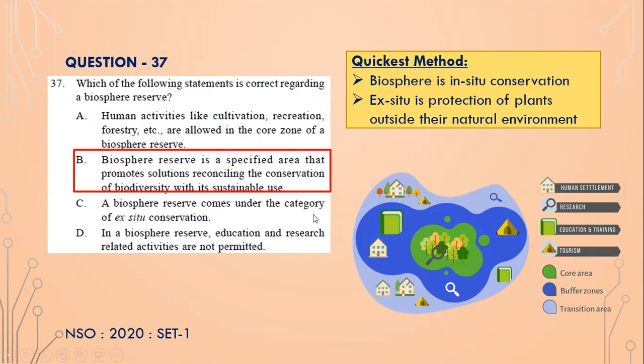Biosphere reserve comes under the category of ex situ. It is not ex situ. Ex situ is basically protection of plants and animals outside their natural environments, isn't it? But biosphere is basically protection of the biodiversity inside. It is in situ conservation, inside their natural habitat.